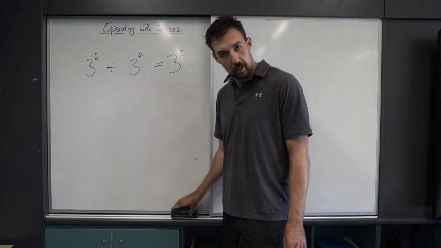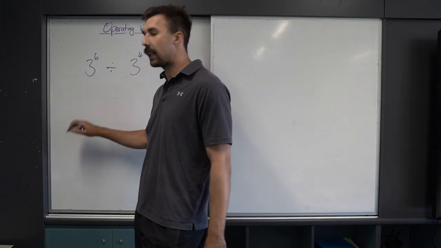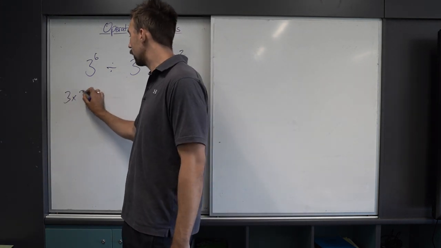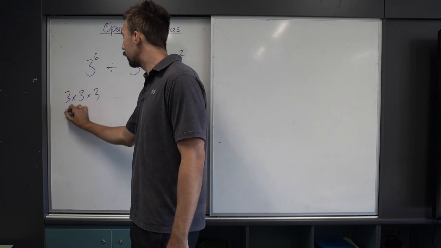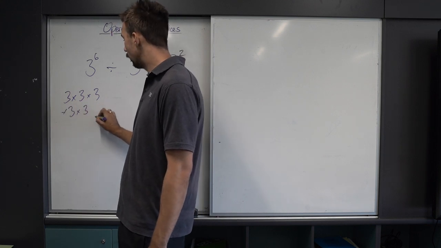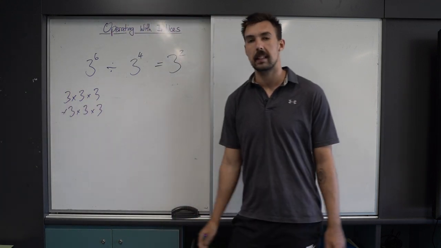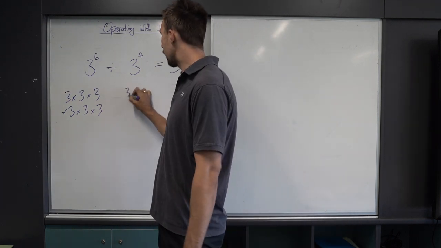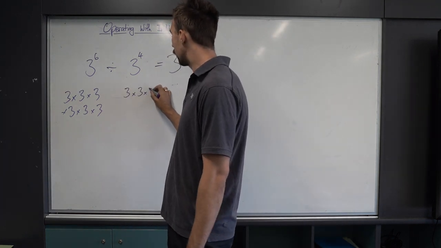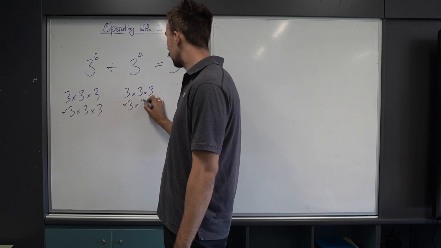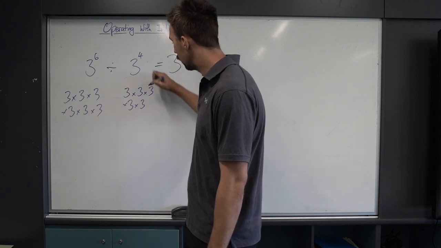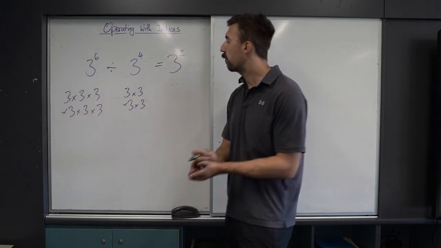Shall we do the theory as well? Let's do the theory. How many 3s are there? 3 times 3 times 3 times 3 times 3 times 3. There are 6 3s there, multiplying all together. Over here we've got 3 times 3 times 3, times 3, times 3, and take that one away. There we go. 4 of them.